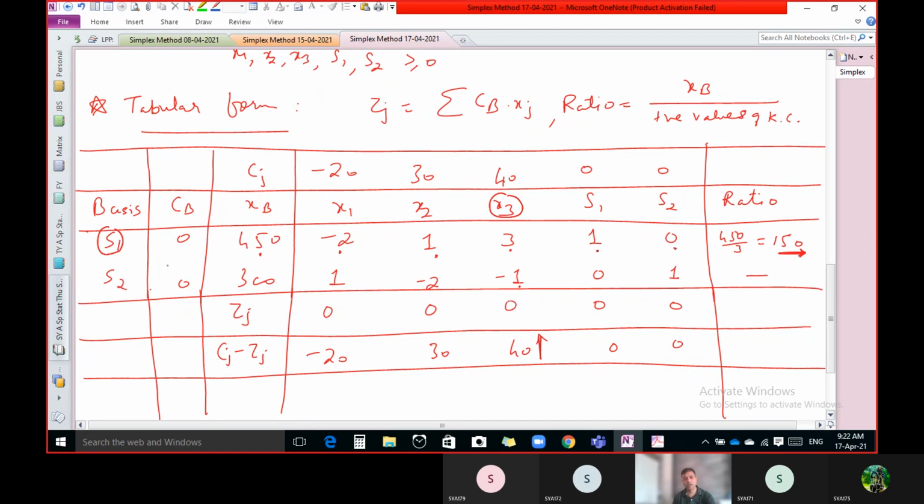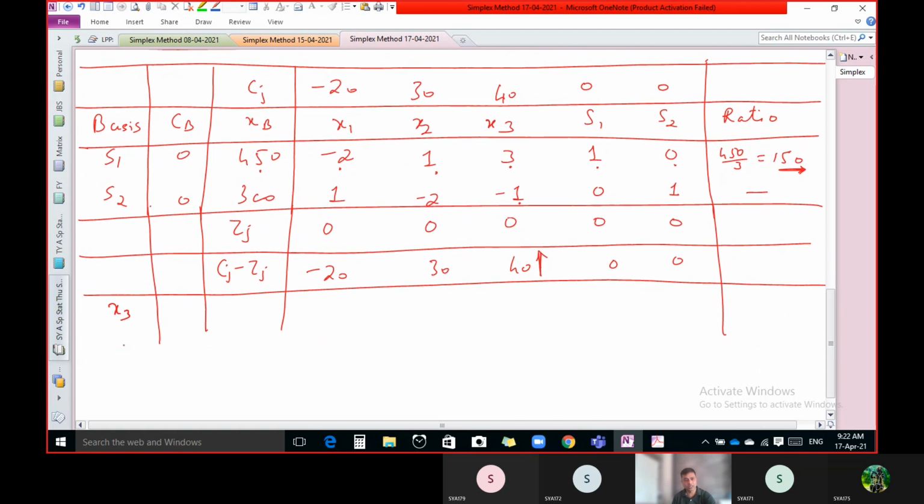Okay, now the next one, next table. In the next table, in place of s1 we have to write x3, and s2 remains as it is. S2 remains as it is, but the coefficient of x3 is what? 40. So we have to write here 40. Here we have to write 0.